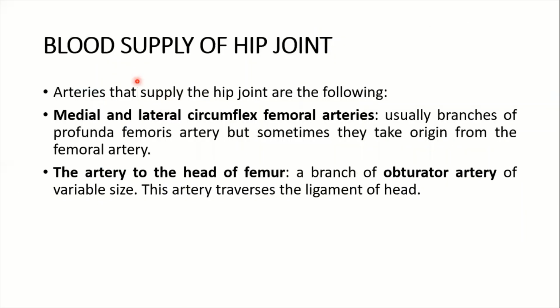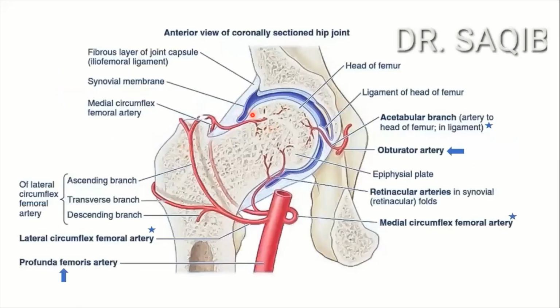And now, very important, the blood supply. Arteries that supply the hip joint are the following. It's easy to discuss it from the picture. You could see the branches of the obturator artery, right? And branches of the profunda femoris artery supply that. Profunda femoris artery, let's discuss that first. It gives the lateral circumflex femoral artery here, and the medial circumflex femoral artery here, right? So its branches go up there, and the obturator artery gives the acetabular branch artery to the head of the femur in the ligament that I discussed.